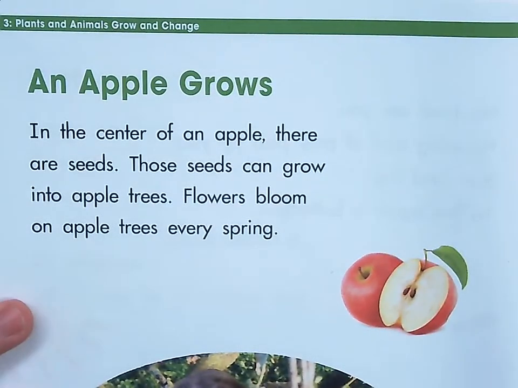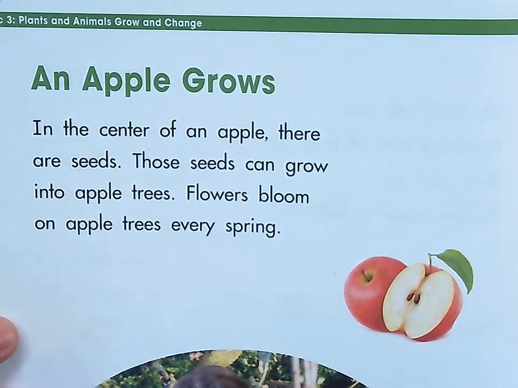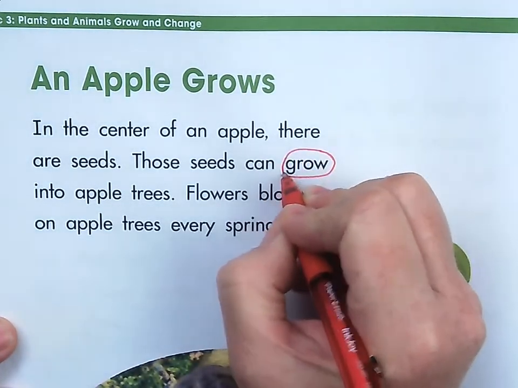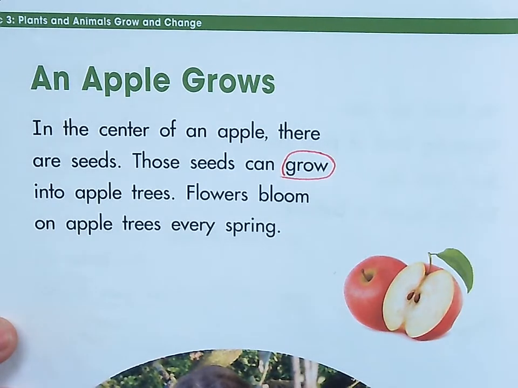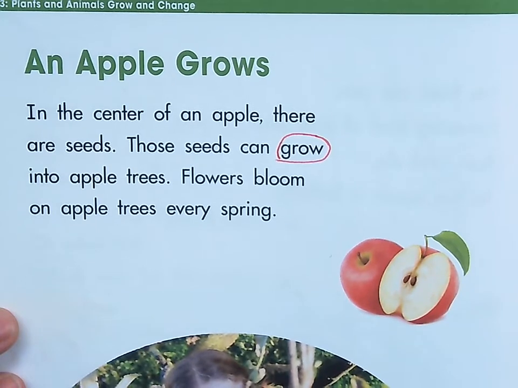So let's look and see if we can find a word that has the G-R, grr, as in grape sound. Look at the page and see if you can find it. Do you see it? How many of you found it? Raise your hand. Touch the word that you found. Now take your pencil and circle the word that you found with the GR sound. That's right. Grow.